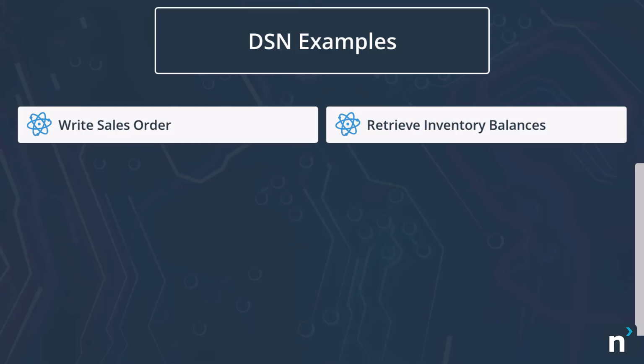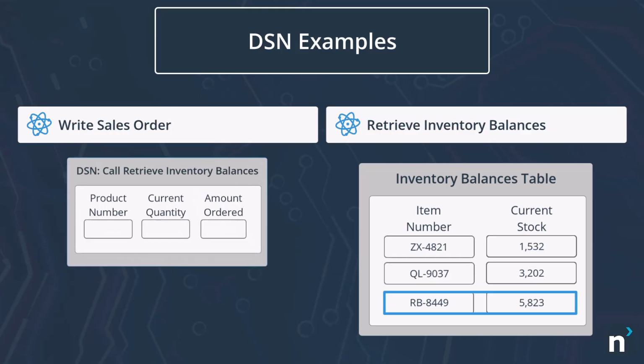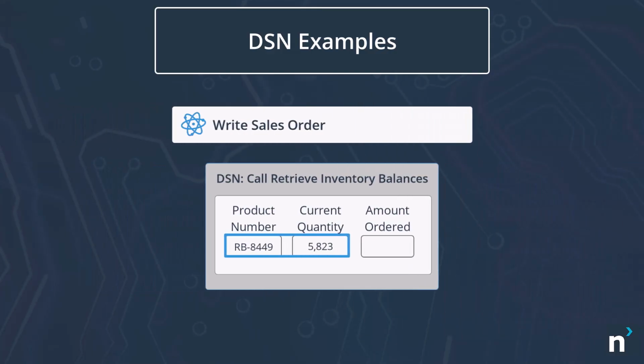This logic block accesses the inventory balances table to retrieve the current inventory level for the ordered item. Write sales orders also creates a DSN, named call retrieve inventory balances, to store the record. The DSN is then used to compare the ordered amount to the current inventory quantity.